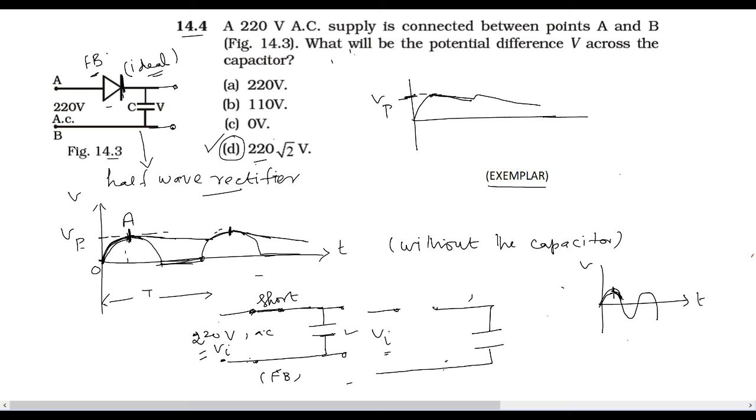The RMS is given as 220, so the peak value of the voltage will be 220 root 2. So the correct answer is 220 into root 2 volt. Have you understood this? The diagrams are very rough, so just follow the concept alone. This is when reverse biased. So the answer is option D.